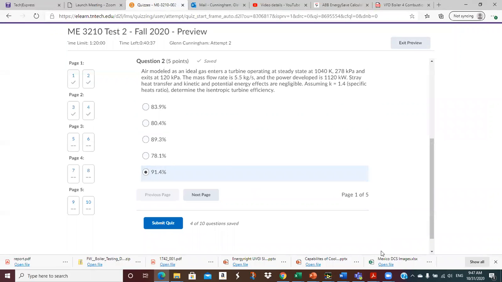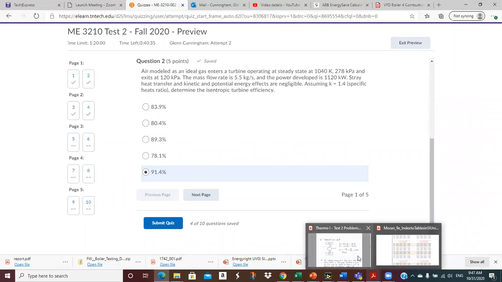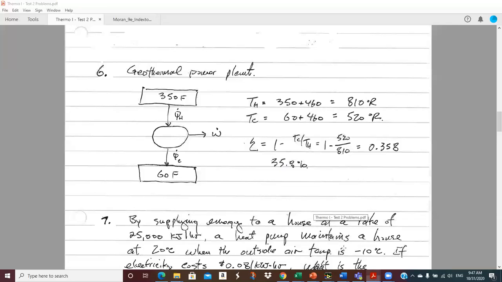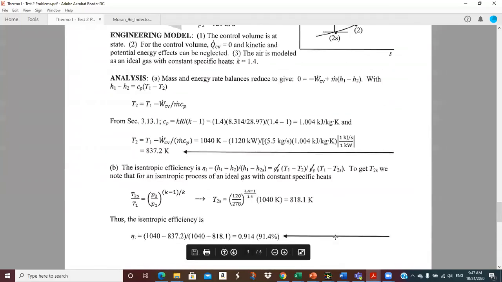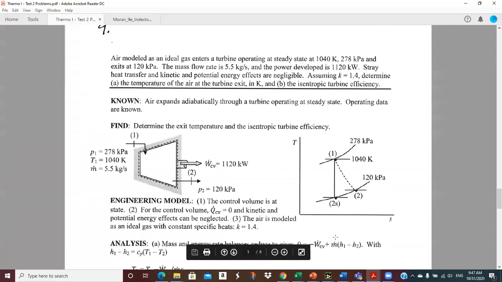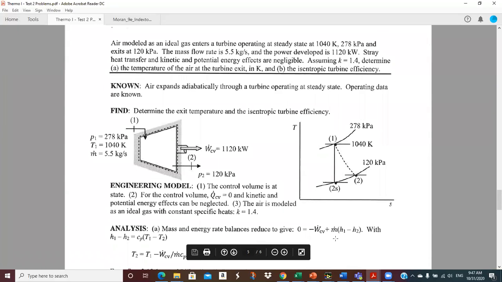Okay, this is a little bit better problem than the first one. This is one that I just took out of the back of the book. There's a solution manual solution to this one, so it's a lot neater than what I would write.